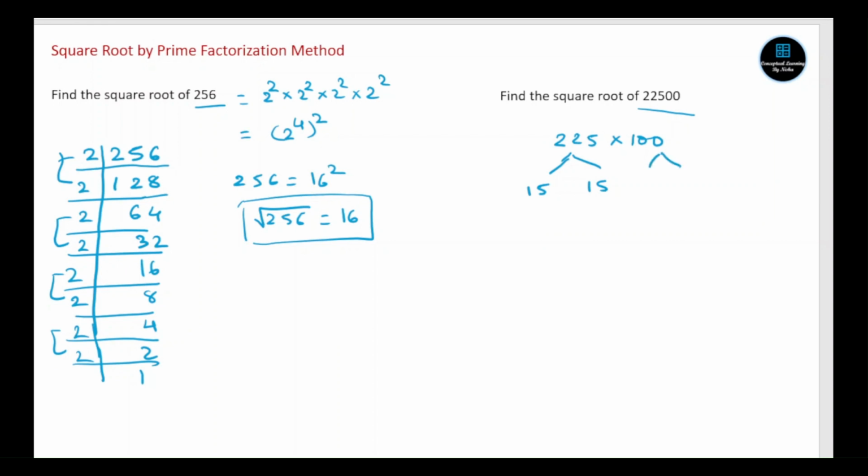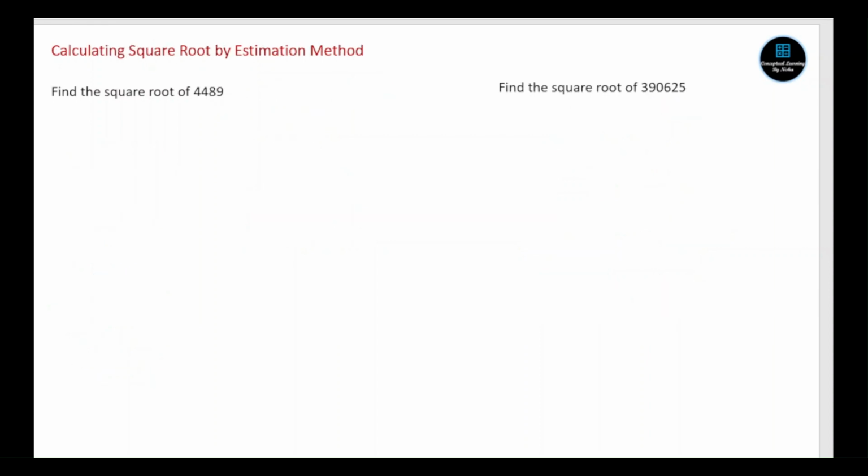And 100 is nothing but 10 squared, that we know. So what I can say is 22500 is nothing but 15 squared times 10 squared. Hence the square root of this number is very easy to say, it is 150. See how quickly I found that? Perfect.